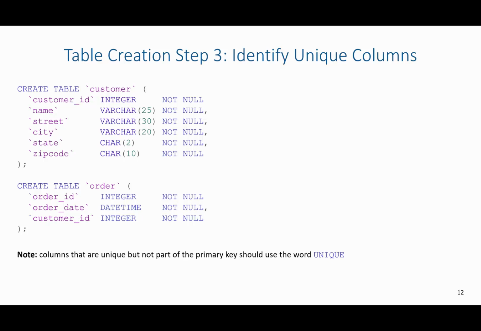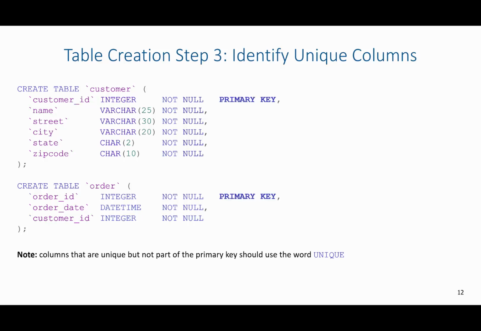In this video, we're going to go over the next steps for creating tables in SQL. For step 3, we're going to identify unique columns. These are going to be the columns where every single value in that column is different from every other value in that column. So in the customer table, customer ID is going to be a unique column because this is our primary key. Same with order ID.